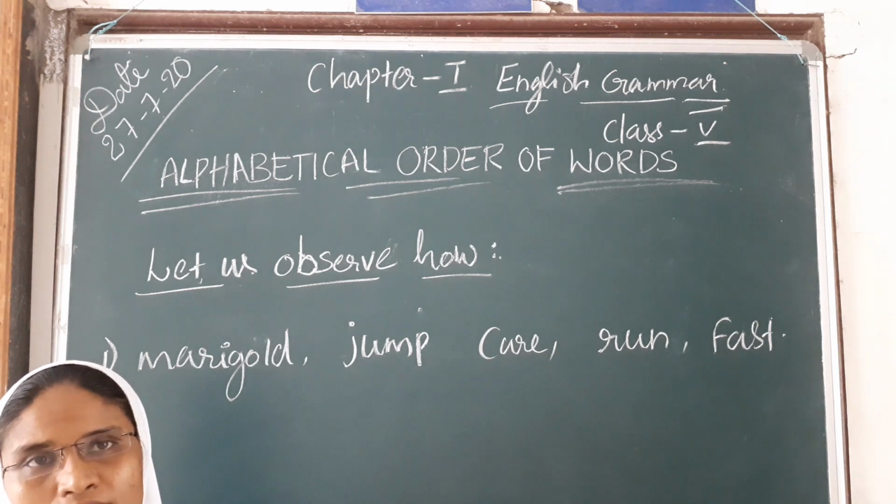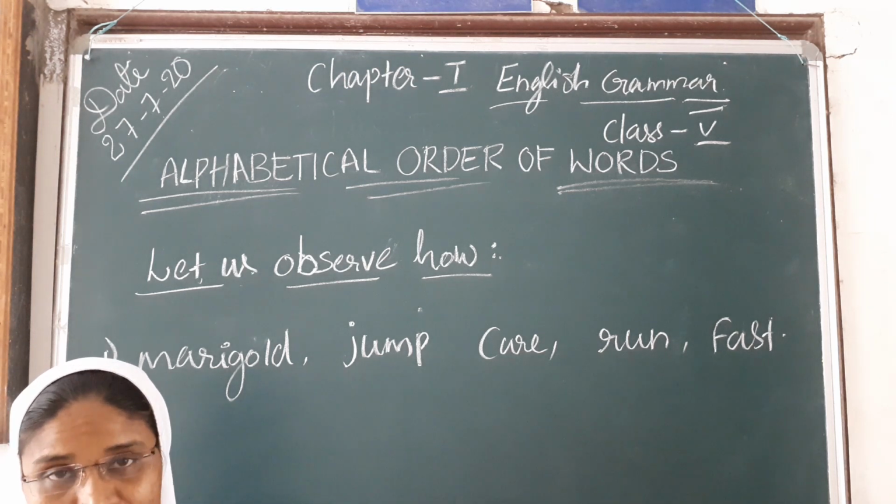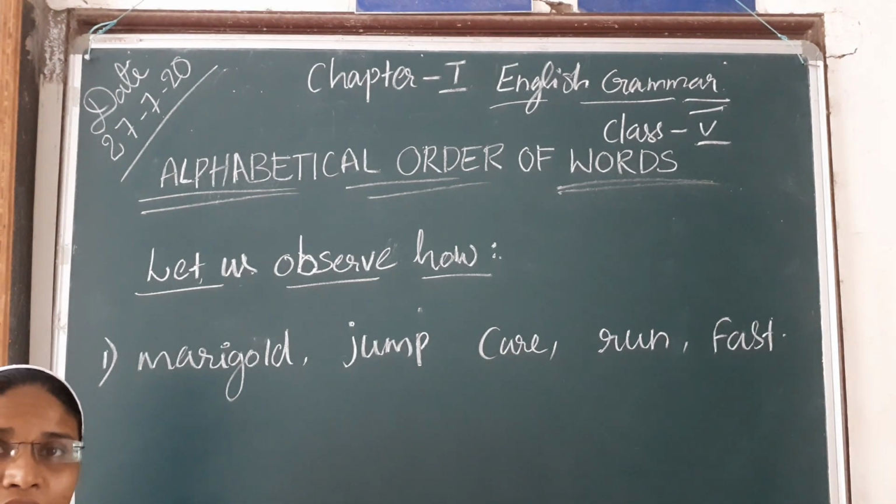In the English language we have 26 alphabetical letters. In every language there are letters. Through these letters we can make words. These words we want to keep in the order of the alphabetical letters.